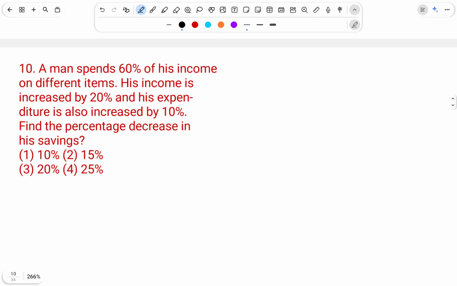Next. A man spends 60% of his income on different items. His income is increased by 20%, and his expenditure is also increased by 10%. Find the percentage increase in savings. Same as the previous question. Income, expenditure, savings. Income 100%. In that 60% is spent, so 40% savings. His income is increased by 20%, so 120. His expenditure is also increased by 10%, so 66. So now what is the savings amount? 54.